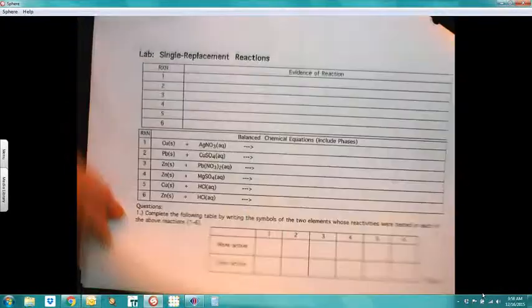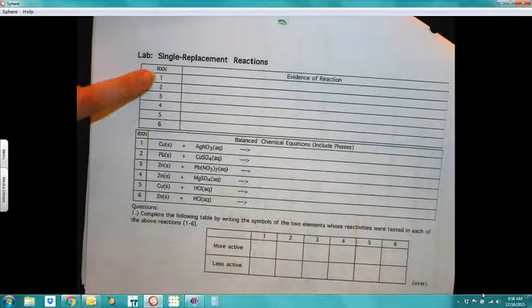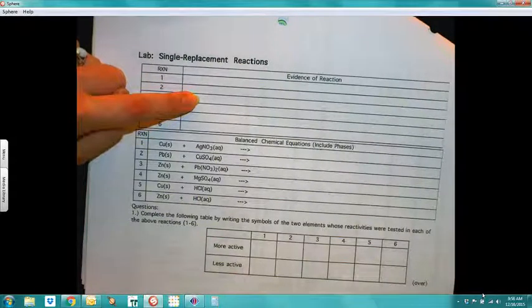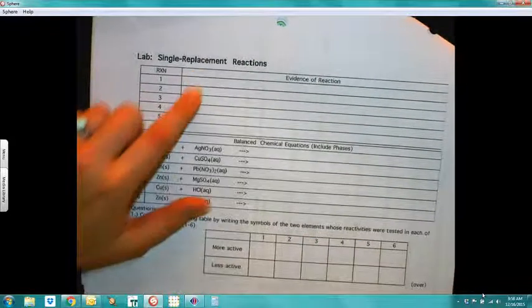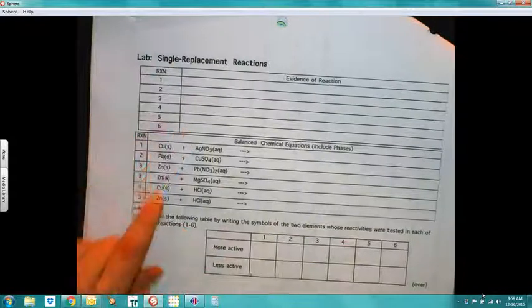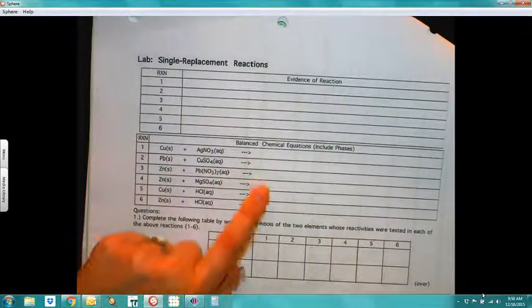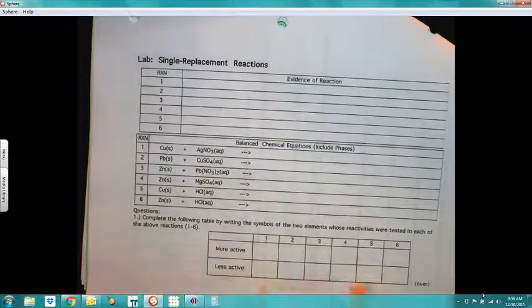So there's no instructions on here, but what you're going to do, notice up here it has reactions 1 through 6. Your evidence of reaction, just like we did in the last lab. So is there a color change? Is there bubbles? Is there heat? Does it smell? That's what you're writing here. Then if something does happen, right, you're going to balance the equation out. If nothing happens, you're going to write NR, no reaction. Then you're going to rank them down here for each reaction and answer the questions on the back.